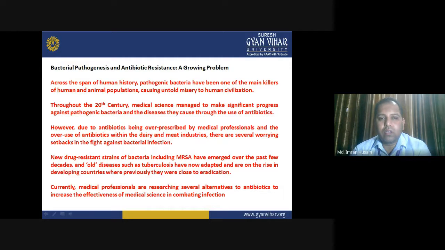New drug-resistant strains of bacteria, including MRSA, have emerged over the past few decades, and old diseases such as tuberculosis have now adapted and are on the rise in developing countries, where previously they were close to eradication. Currently, medical professionals are researching several alternatives to antibiotics to increase the effectiveness of medical science in combating infection.